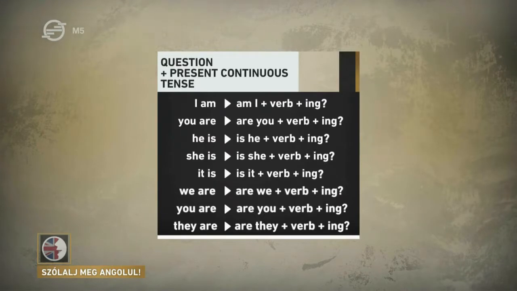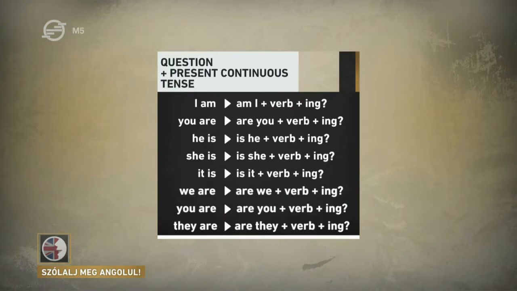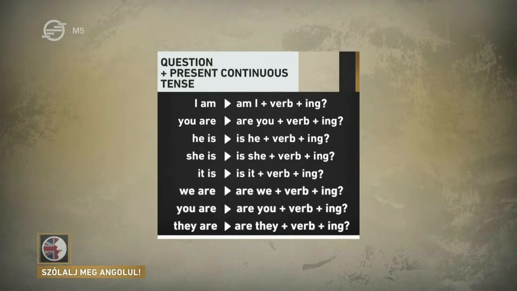What about the rest of them? Let's hear them. Okay, take a deep breath, and let's do this. I am -ing becomes am I -ing. You are -ing becomes are you -ing. He is -ing becomes is he -ing. She is -ing becomes is she -ing. It is -ing becomes is it -ing.